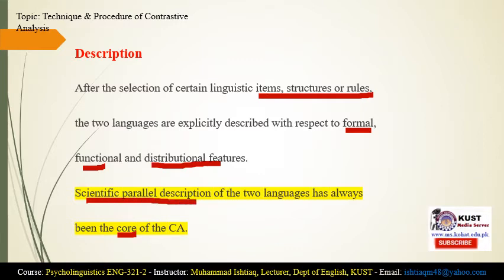They don't make descriptions which are random, unscientific, or subjective. They make very accurate and exact descriptions of the two languages, based on scientific methods, and there is parallel description rather than subjective and random description of any items without taking into account the parallel items or structure rules of the target language.